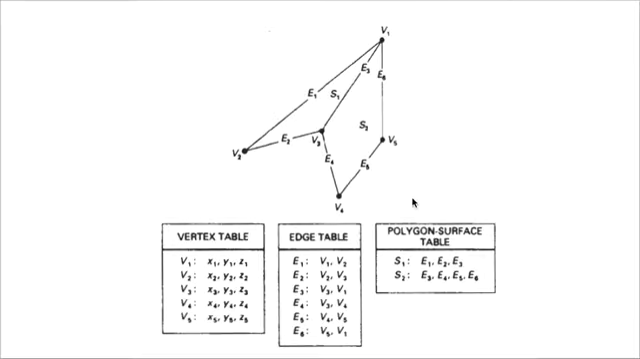And there will be a polygon table, or a polygon surface table. It simply defines which edges form a surface. So in this polygon there are two surfaces, S1 and S2. S1 is formed by the edges E1, E2 and E3, which is shown here, and S2 is formed by the edges E4, E5, E6 and E3, which is shown here. So this is the geometric representation of a polygon using polygon tables.